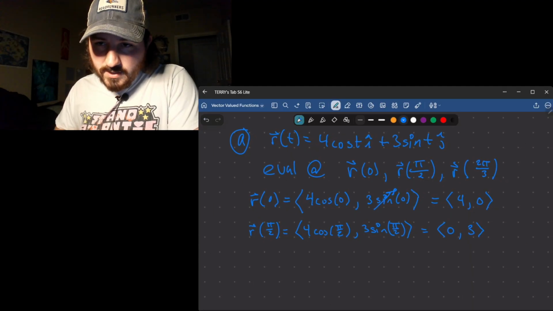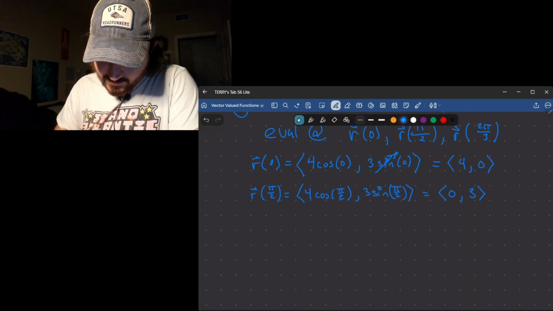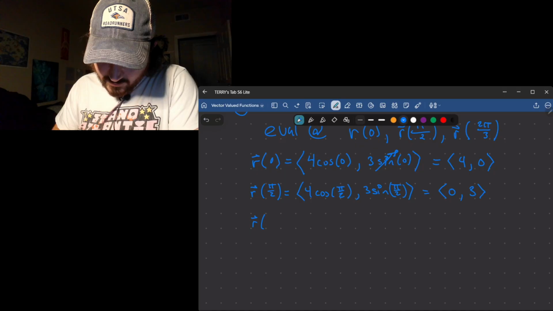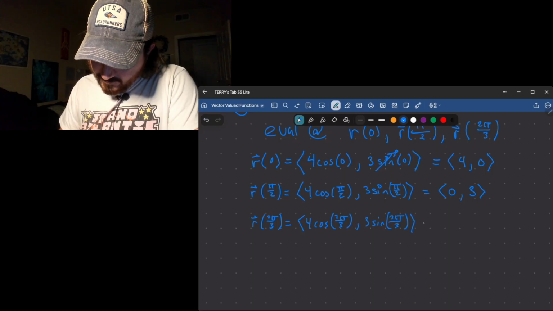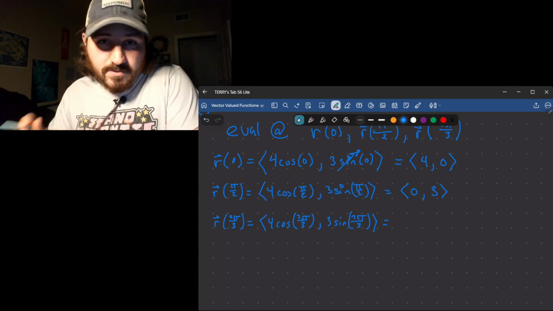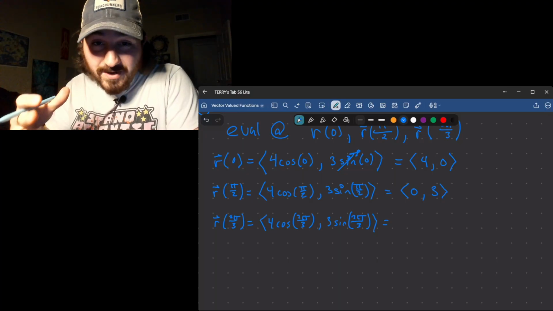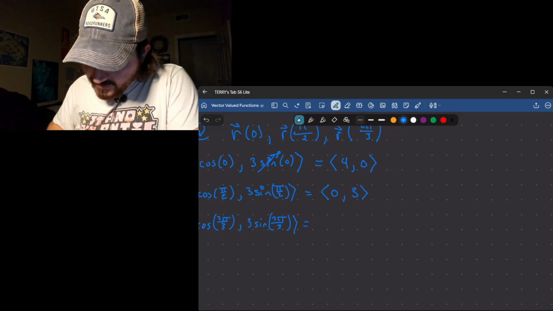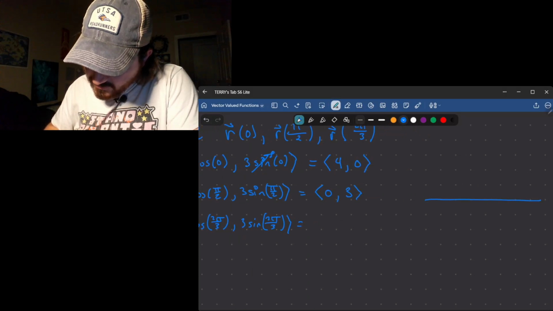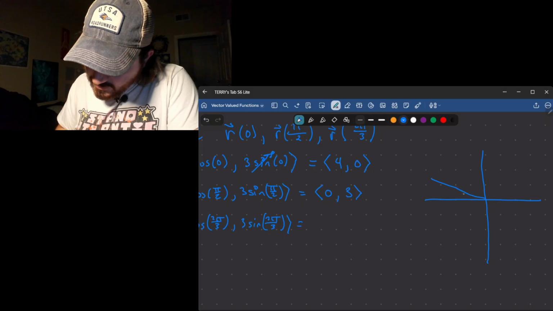And then we can do this 2 pi thirds real quick, just to do it. So we've got r of 2 pi over 3. So we've got ⟨4 cosine of 2 pi over 3, 3 sine of 2 pi over 3⟩. Now, this one's a little more tricky because pi over 3 is one that not everyone always remembers, and 2 pi over 3 is already even weirder because now we're in the second quadrant, right? So I wouldn't normally go into this detail on the trig in a video that's not trig related, but just as a really fast explainer of what I'm doing, I know that 2 pi thirds is here, right?